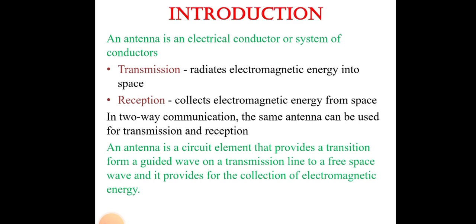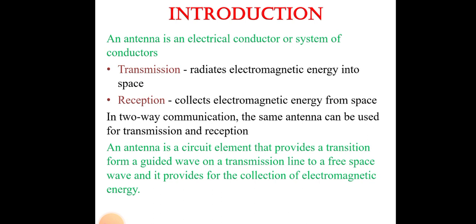What is an antenna? An antenna is an electrical conductor or a system of conductors. It is used to transmit electromagnetic energy into space and also receive electromagnetic energy from space. In two-way communication, the same antenna can be used for transmission and reception.